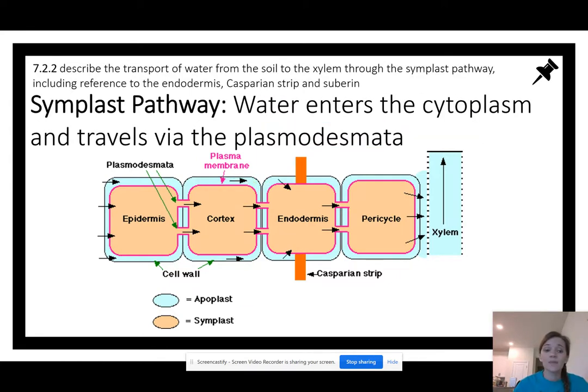The symplast pathway, like we said, is when water does enter the cytoplasm. Water is inside the cells and it's going across the plasmodesmata. So it's a little bit easier, it just goes straight through everything. It's not that one is better than the other or more efficient or favored over the other. It's just going to do one of two things. It's either going to enter the cell or it's not.